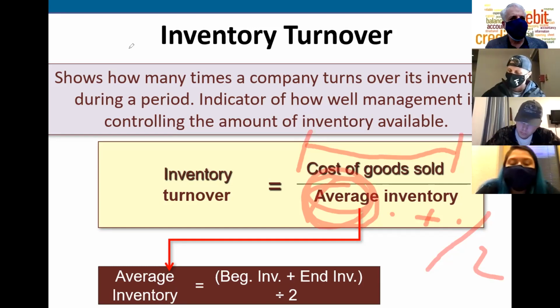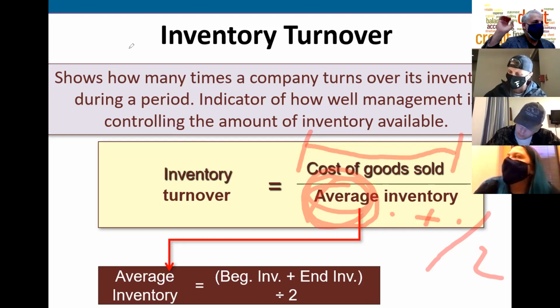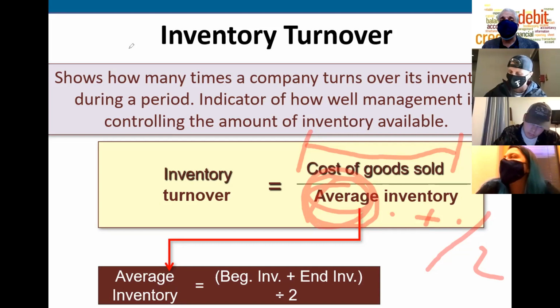So beginning and ending, or officially on the balance sheet would be last year's ending, this year's ending, and divide by 2. Now, what does inventory turnover tell us? Well, you can read that. It shows how many times a company turns over its inventory during a period. Indicator of how well management is controlling the amount of inventory available. Let's think about it. If I have $4 million of inventory sitting on the shelf, and I had cost of goods sold of $12 million throughout the year. Now, cost of goods sold is usually a bigger number than inventory, right?